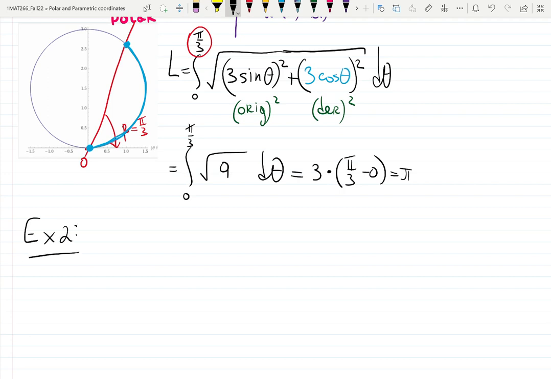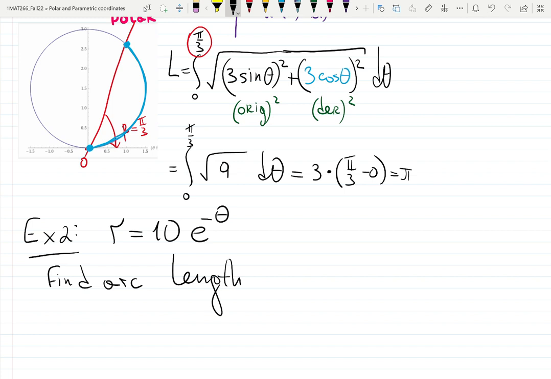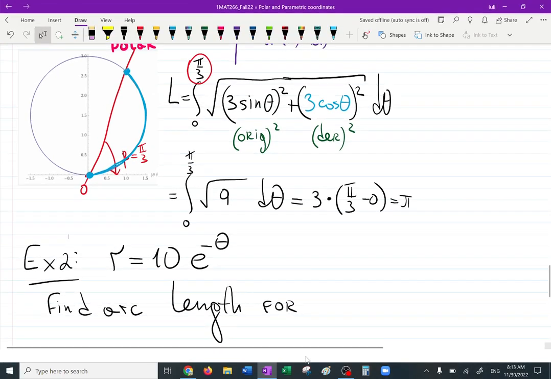Example 2. How about if r is given by 10e to the minus theta? Find the arc length for theta somewhere from 7 pi over 6 to 8 pi, or else it's infinite. Whatever this graph is, which actually I can figure out. What is it? 10e to the minus theta.